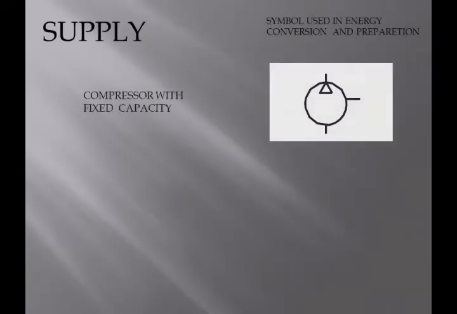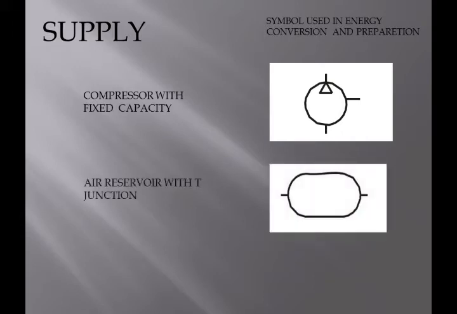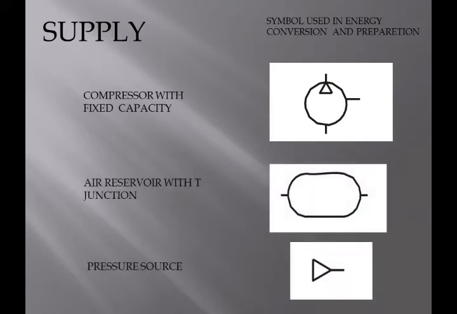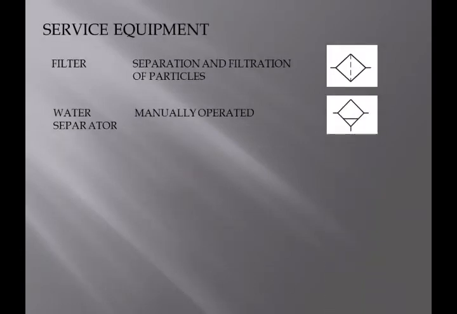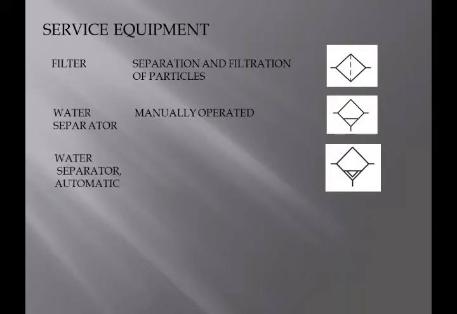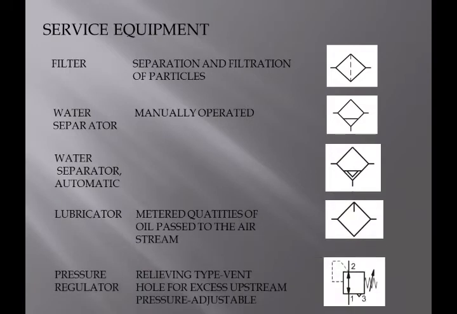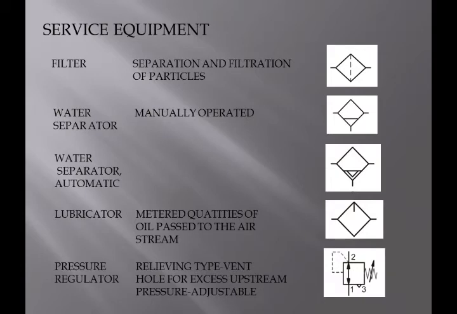Supply. Symbols used in energy conversion and preparation. Compressor with fixed capacity. Air reservoir with T-junction. Pressure source. Service equipment. Filter. Separation and filtration of particles. Water separator, manually operated. Water separator, automatic. Lubricator. Metered quantities of oil passed to the airstream.